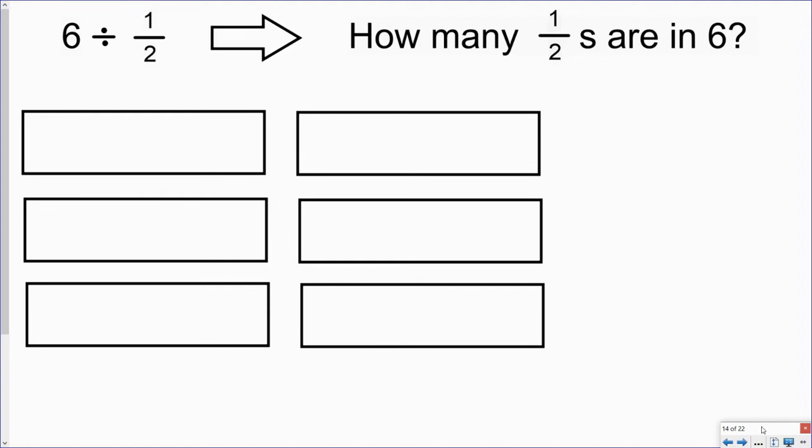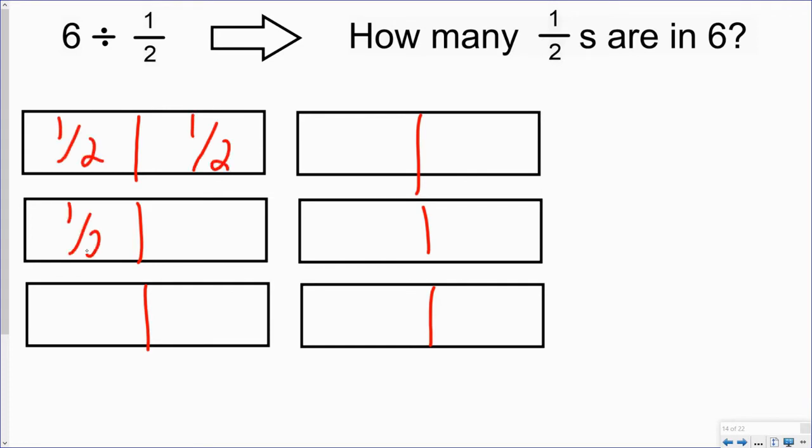So I need to take a look at my 6 wholes here, and I'm going to cut each one of them in half. So I know that this part is a half, and I know that this part is a half. And that is the same all the way through each one of these rectangles.